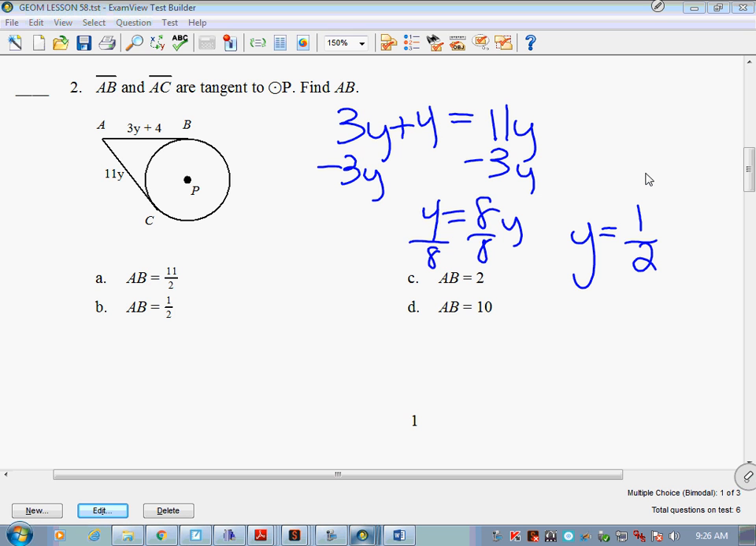What's going to be a whole lot faster for me to do? 11 times 1/2. And I'll warn you that this question will be on a test, right? But this is the work that you need to show. What's 11 times 1/2? Left as an improper fraction, it equals 11/2, because 11 times 1 is 11 over 2.